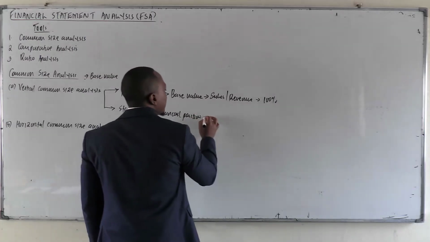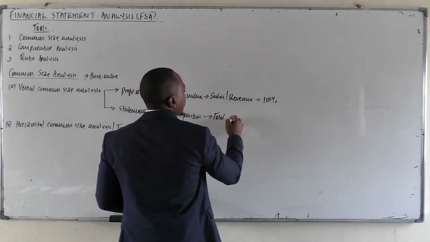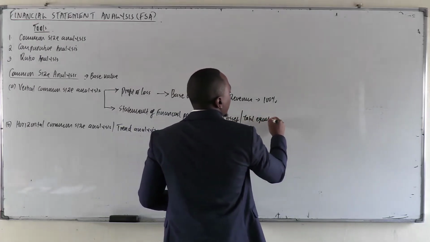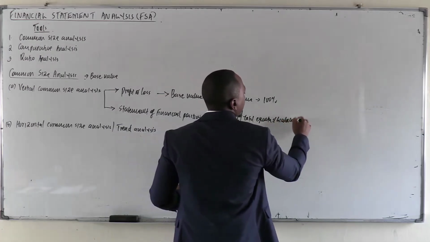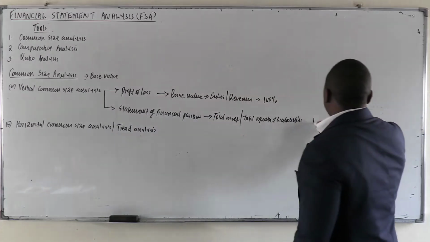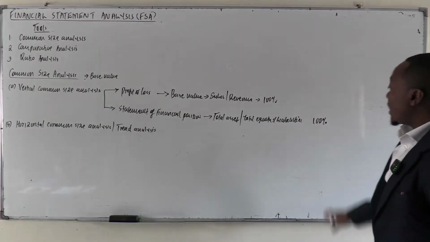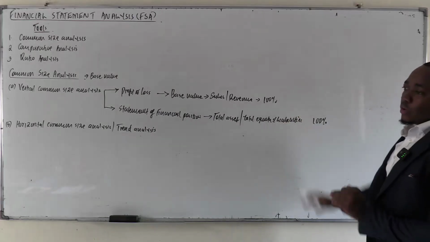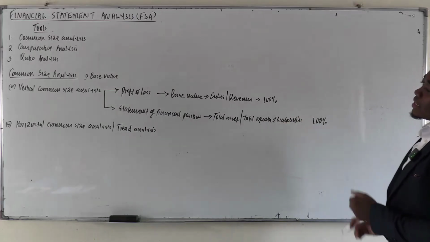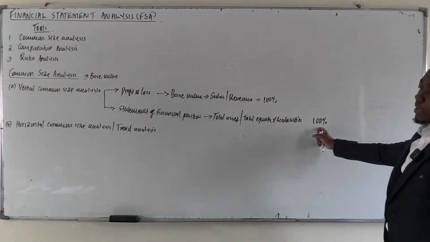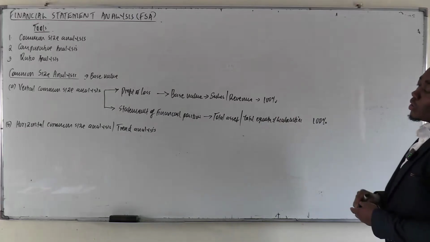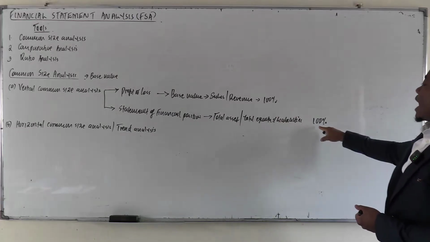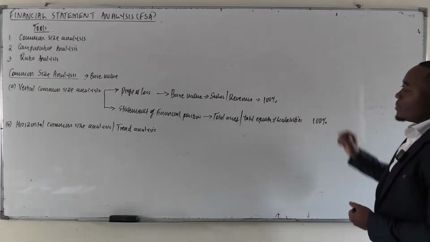Then for the statement of financial position, the total assets, or total equity and liabilities, will be our base value, whereby you hold the total assets as 100%. So for the income statement, the sales revenue is our base value at 100%, and for the statement of financial position, the total assets are 100%. Therefore, you express each specific asset and liability item as a percentage of the total assets, which is the base value.